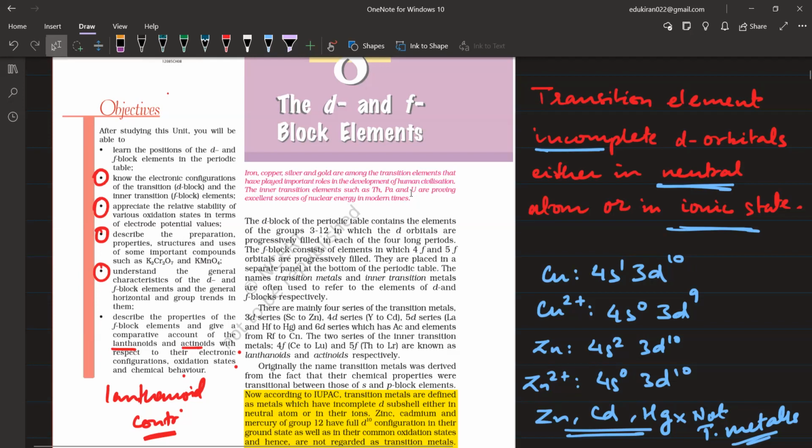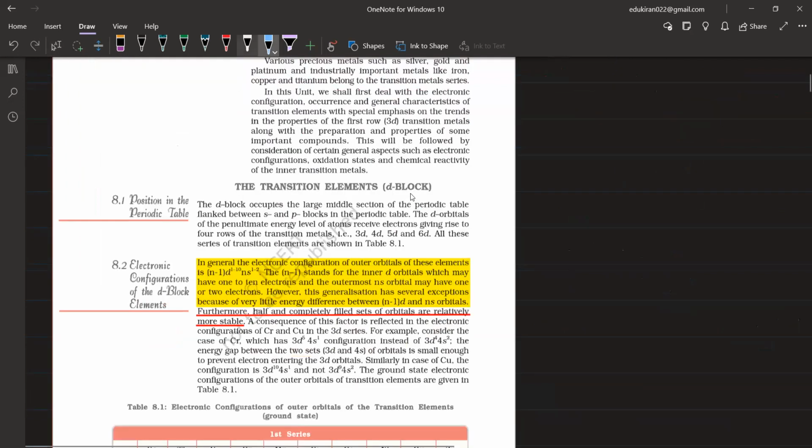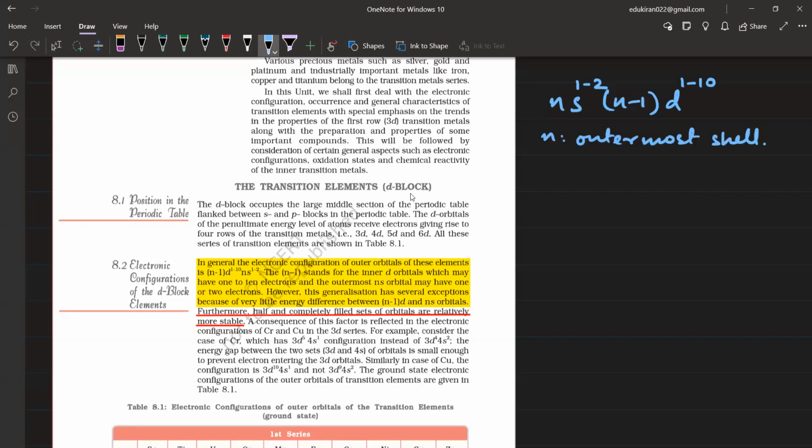Next thing is the electronic configuration of the d block elements. In general, the electronic configuration of d block element is ns and (n-1)d. s can have 1 to 2 electrons and d can have 1 to 10 electrons. This is the general electronic configuration of the d block element. What is n here? n is the outermost shell, and ns means the s subshell will be of the outermost shell, and उससे एक कम shell number का आपके पास क्या होगा? d subshell होगा.